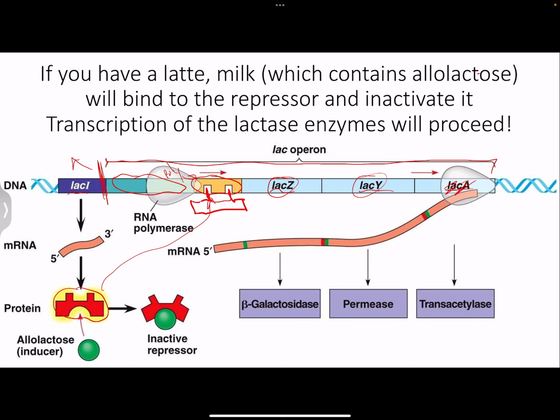This should make sense. Now, say I have a mocha frappuccino and there's lots of dairy in there. What's going to happen? I'm going to have milk. It's going to come in, go through my GI, and go to the bacteria. Let's just think milk is lactose and lactose is allolactose. So this little milk particle right here is going to come in, and the repressor has been made so that it perfectly fits one of these little milk molecules.